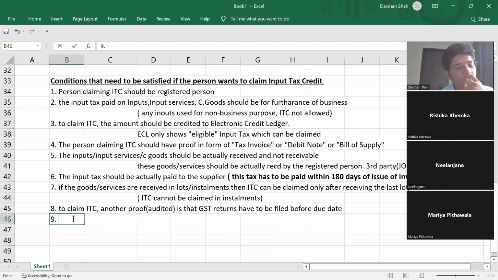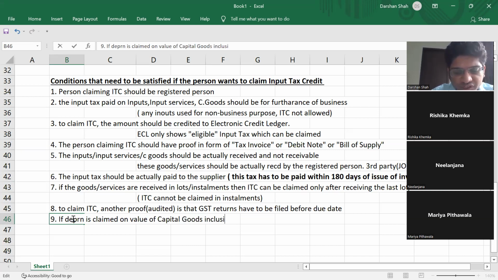Okay. Now, point number 9 is again from the adjustment point of view. Let me write it first. I'll give an example first, and then we'll come back to the point. If depreciation is claimed on the value of capital goods inclusive of GST, okay, then ITC cannot be claimed.